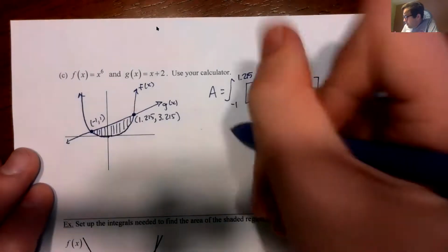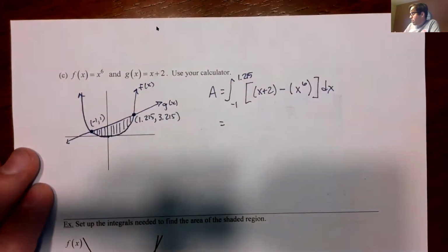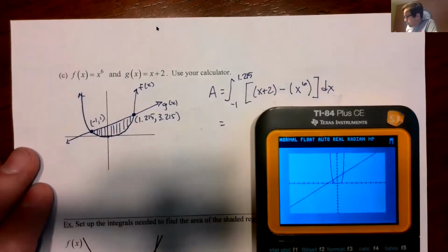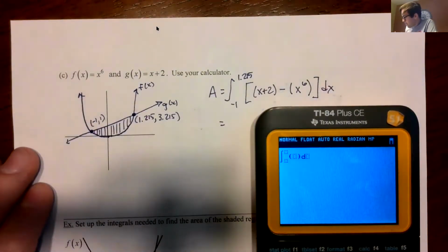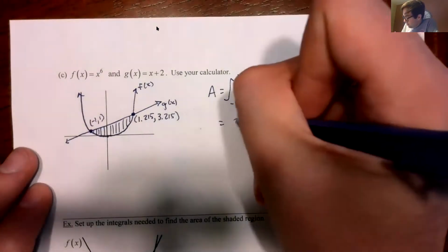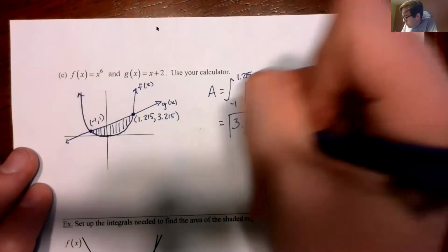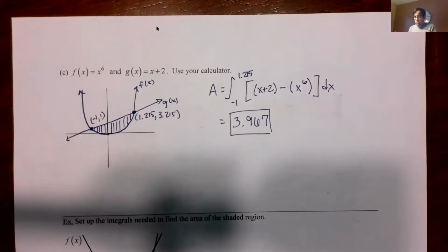dx. So I'm going to just, without even doing anything else, plug that into my calculator, see what I get. So I'm going to go to math 9, negative 1 to 1.215, and just plug this in. So we have x plus 2 minus x to the 6th dx. And that should be good. Yep, I got 3.967, and that's what we want. Okay, so that's how you can do this using a calculator for some of the more complicated questions.